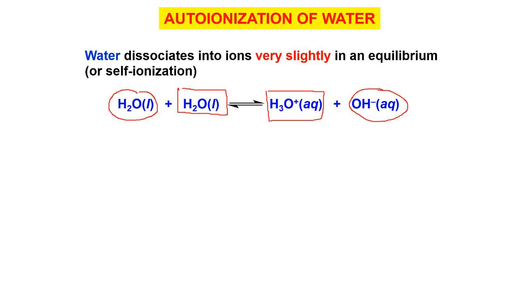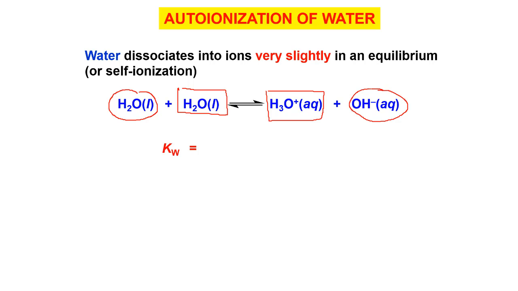Okay. So, water dissociates into ions very slightly in an equilibrium. We call this process self-ionization or auto-ionization of water. Maksudnya proses water dissociate into ions very slightly in an equilibrium itu kita panggil dia auto-ionization of water. So, the equilibrium constant expression for the auto-ionization of water is this one. Maksudnya equilibrium constant, pemalar keseimbangan bagi auto-ionization of water adalah seperti ini.